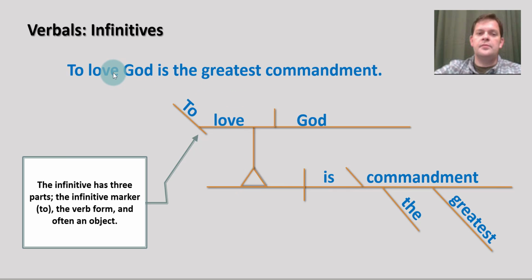Let's look at an example. "To love God is the greatest commandment." "To love God" is your infinitive, "is" is your verb, of course, and "commandment" is the predicate nominative, modified by "greatest" and modified by "the."